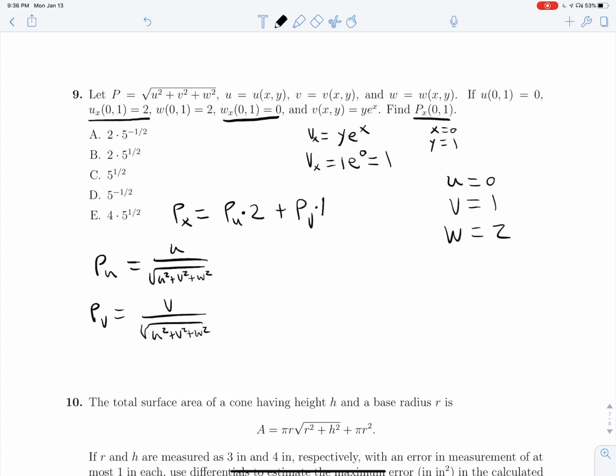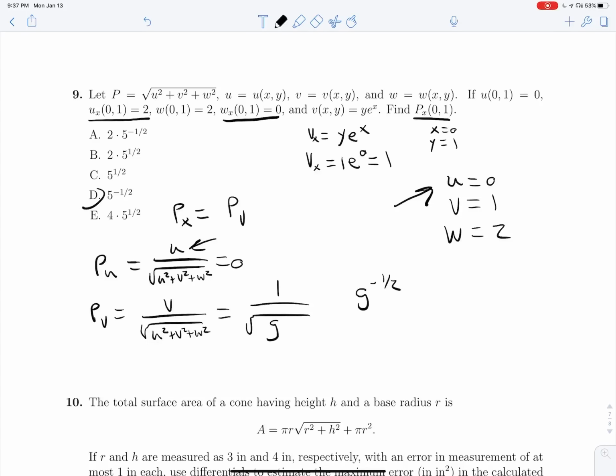It's important to recognize we can simplify this even further because we see that u is 0. So this entire thing right here is equal to 0, and we can get rid of this part of our expression. And all we're left with is pv. And pv we can solve. That's going to be 1 over the square root of 1 squared plus 0 squared plus 2 squared, so root 5. And so our answer is 5 to the negative 1/2.